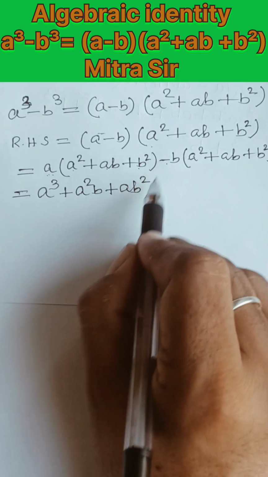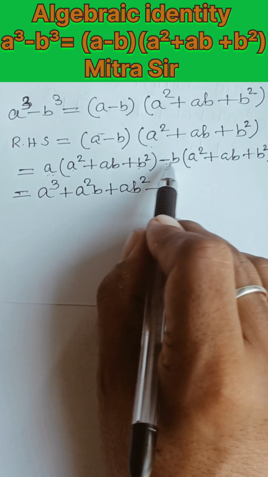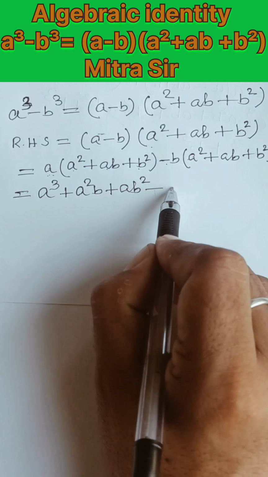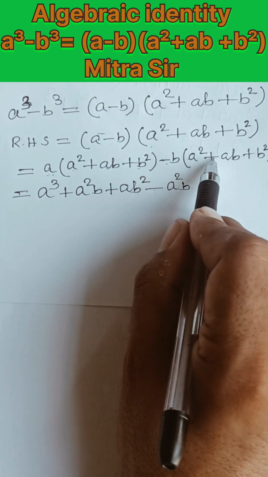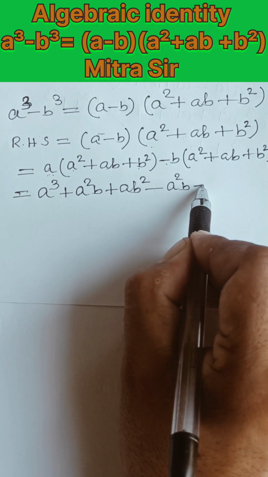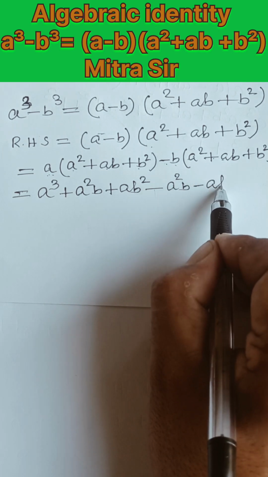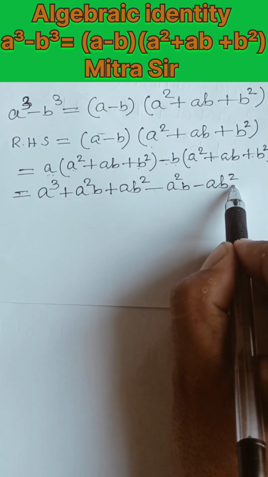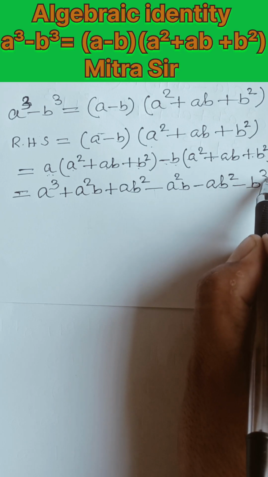Now here we have to multiply with a minus b, keep it in mind. That is plus minus minus, the sign is always going to change because we are multiplying with minus b. So minus b into a square, that will give me minus a square b. Multiply the sign, plus minus minus, b into ab, so minus ab square, right? Now here plus minus again, minus b into b square, that will give me minus b cube.